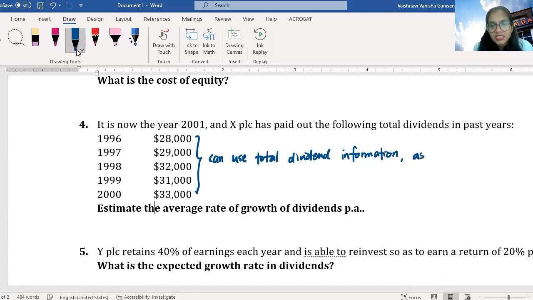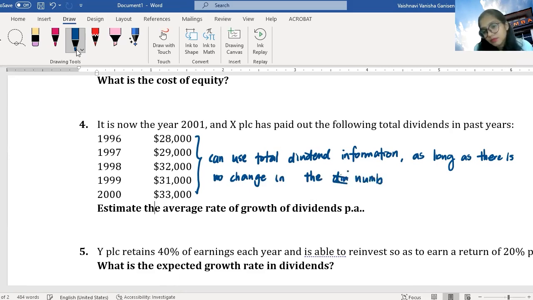Information as long as there is no change in the number of shares. If there is a change in the number of shares, guys, please, please, please use dividend per share.